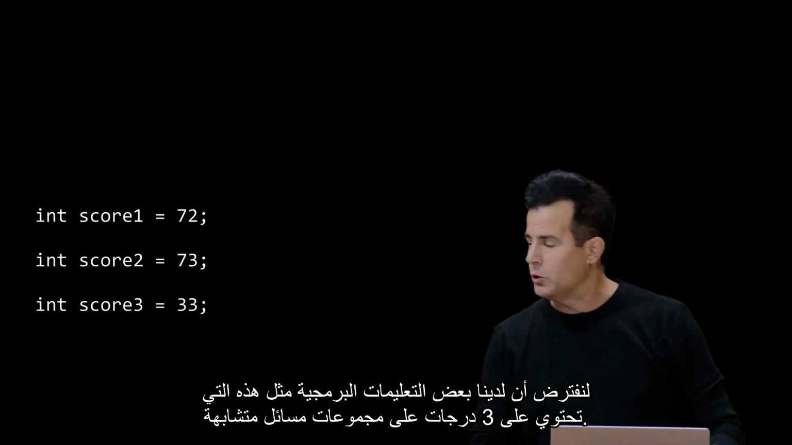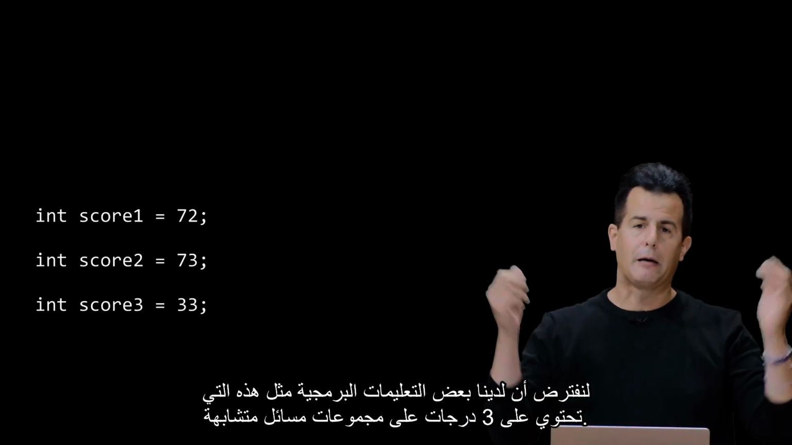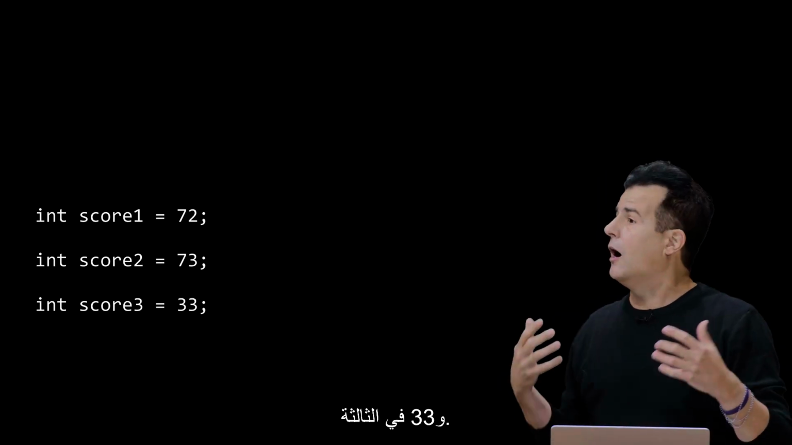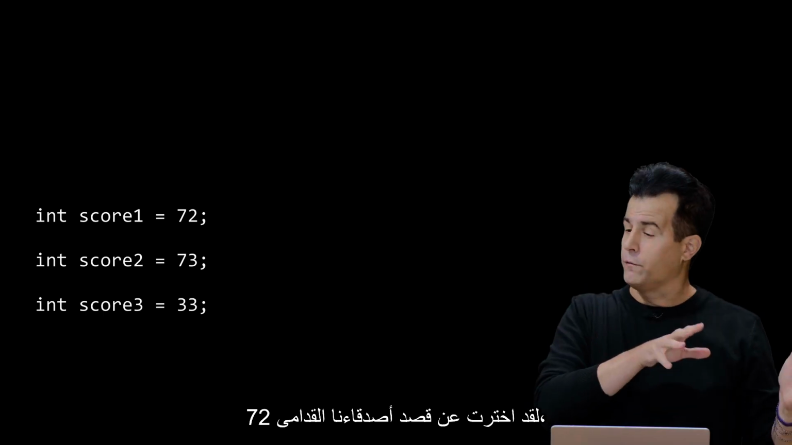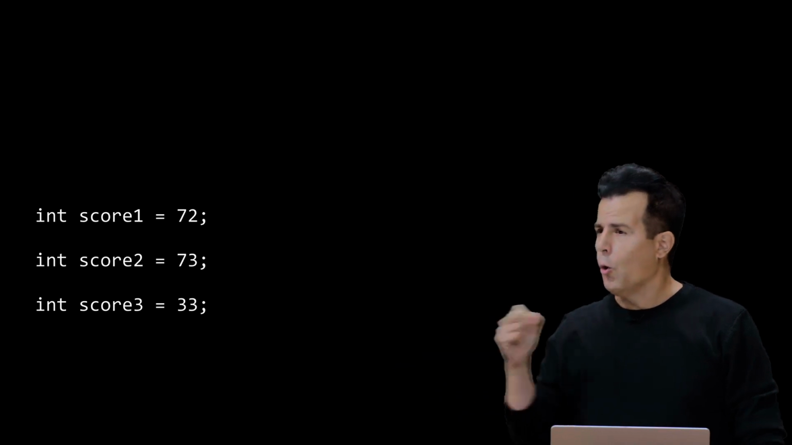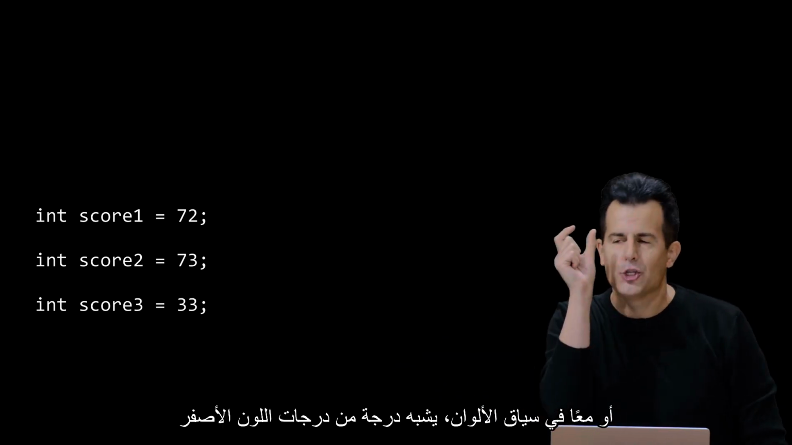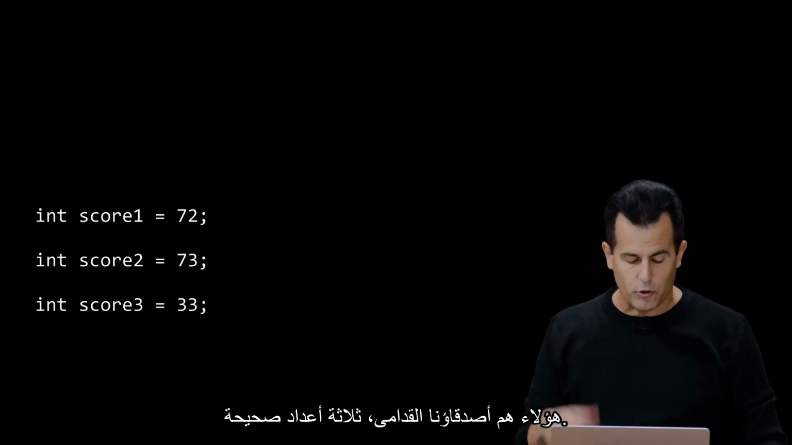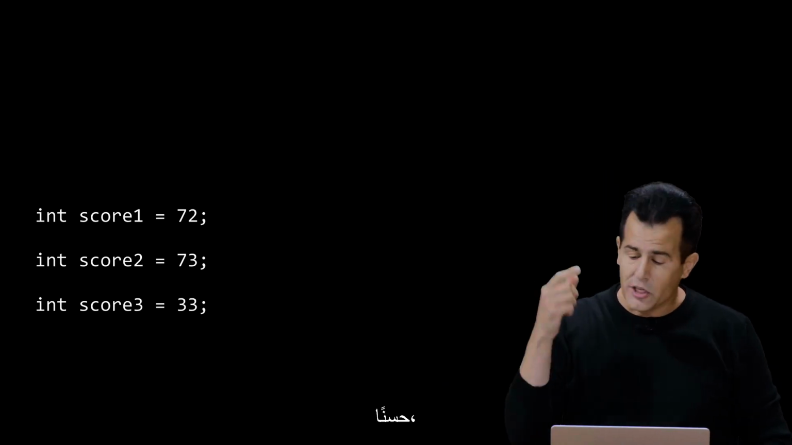and consider more at a lower level what is actually being stored inside of here. For instance, suppose that we've got some code like this containing 3 scores on like problem sets. You got a 72 on one of them, a 73 on another, and a 33 on the third. I've deliberately chosen our old friends, 72, 73, 33, which recall spell high, or together in the context of colors is like a shade of yellow, just so that we're not adding some new random numbers to the mix. These are our old friends, 3 integers. Well, let's use these in a program.